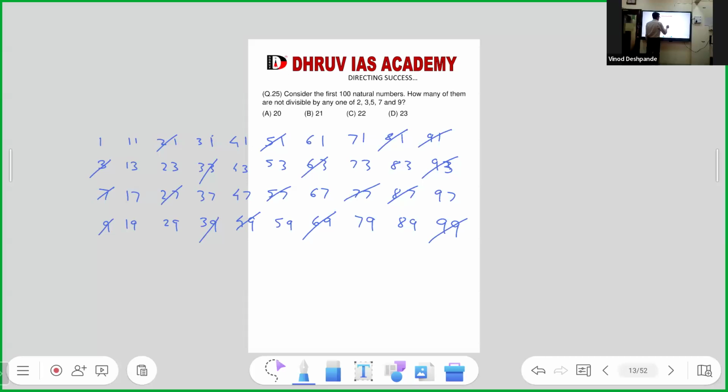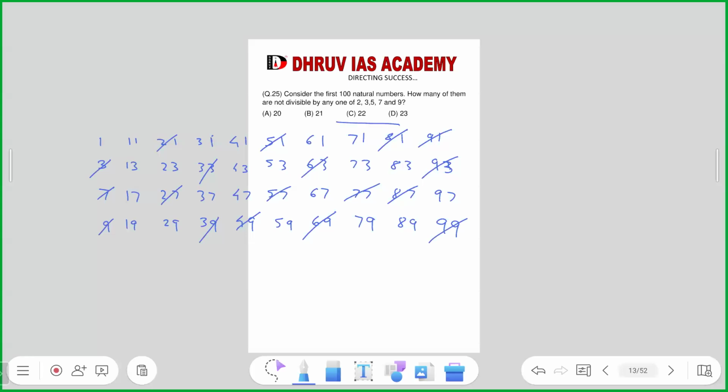So now what are the numbers remaining that are not divisible by any of these numbers? We'll just have to count those numbers now. See, 1, 2, 3, 4, 5, 6, 7, 8, 9, 10, 11, 12, 13, 14, 15, 16, 17, 18, 19, 20, 21, 22. So there are 22 such numbers.